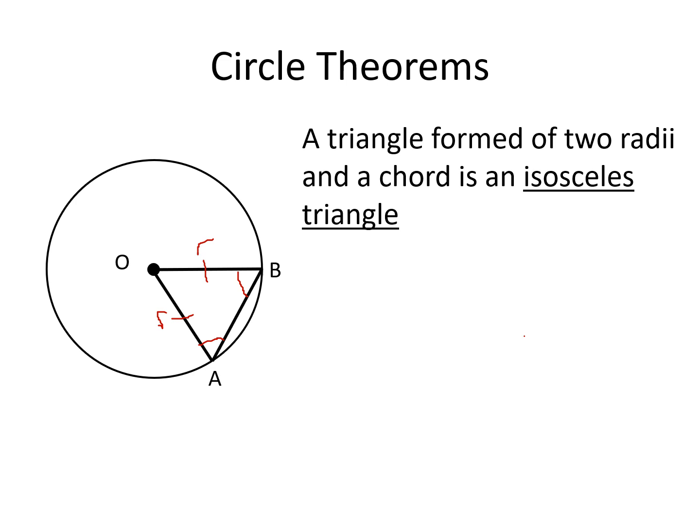That's how we would write the theorem, but the most important thing to note is that it's isosceles, and that's the key word for when you're doing those proofs. You'll need to state isosceles.